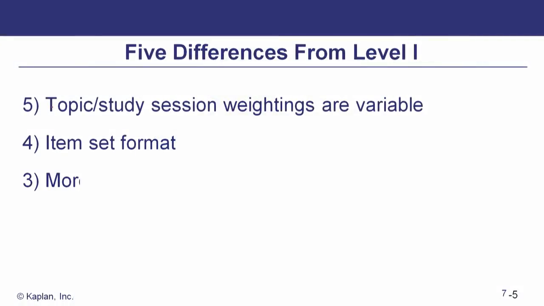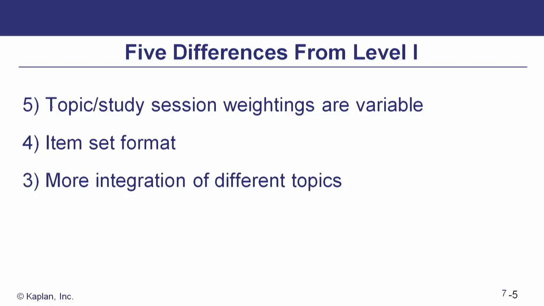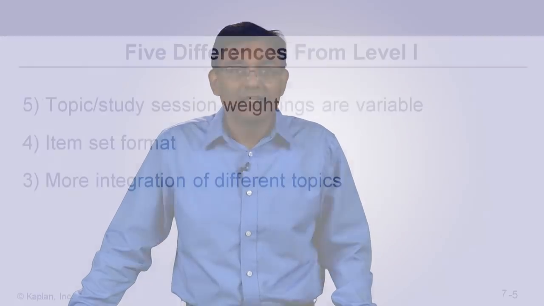The third difference is more integration of different topics. So for example, again, that is related to your item set format. You have a question from equity valuation, for example, and within that same item set, you could have some question that deals with the dividend discount model, some question that deals with price multiples, or you can even have some question that deals with the cost of capital. So more integration of different topics makes it a little different, nuanced, and usually more challenging for candidates.